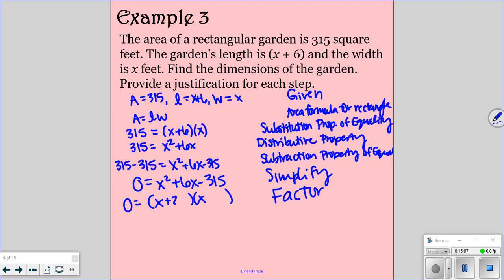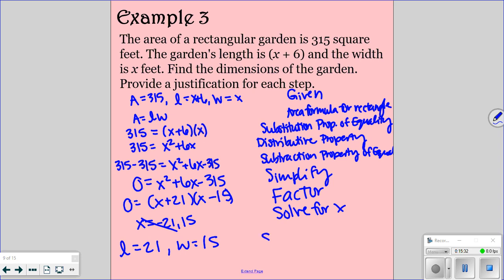It's going to be positive 21 and negative 15. So that means that x has to equal either negative 21 or 15. Well, it can't be a negative number, so x equals 15. So we solved for x, and then that means that our length is 21 and our width is 15. And that's from substitution property, because we just plugged it into our length and width equations that they gave us.